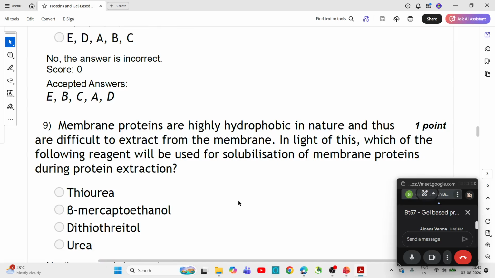Yeah, so membrane proteins are highly hydrophobic. So for hydrophobic proteins, they are difficult to extract from the membrane. In light of this, which of the following reagent should be used for solubilization of membrane proteins during extraction?